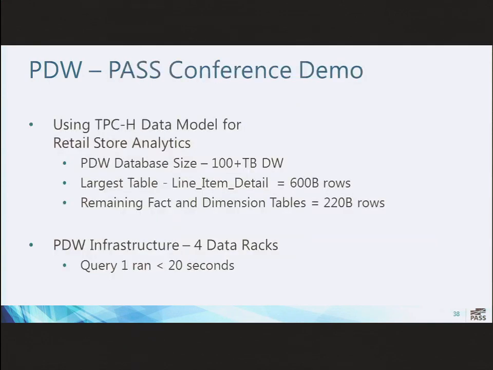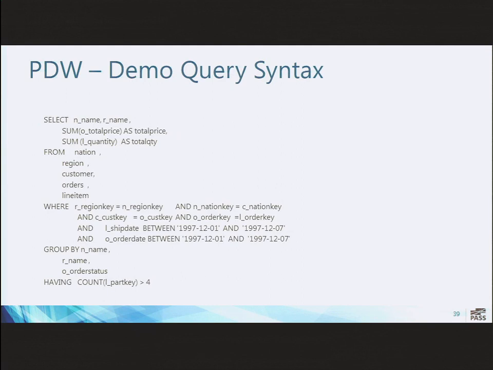So they gave this demo, and I don't have a PDW here, so it's kind of hard to give demos sometimes, but they ran this at the one before last, where it was 100 terabytes, 600 billion rows, 220 billion rows, and the query ran in less than 20 seconds. And that was not an easy query. It had a group by and an order by in there.